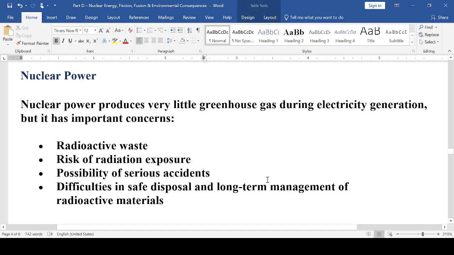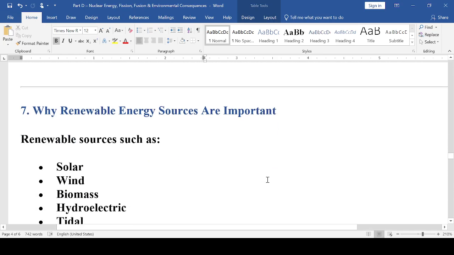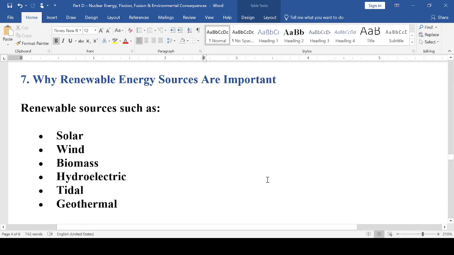Next comes nuclear power. Nuclear power will produce what? It will produce very little greenhouse gas during electricity generation, but it has important concerns. What are the important concerns? You will have radioactive waste, risks of radiation exposure, possibility of serious accidents, difficulties in safe disposal and long-term management of radioactive materials.